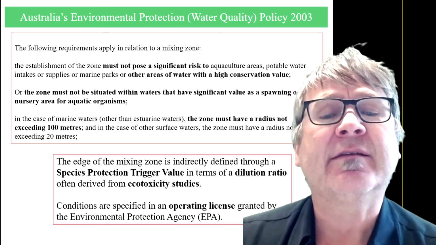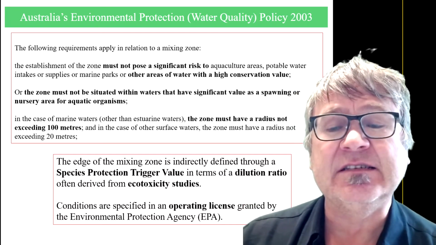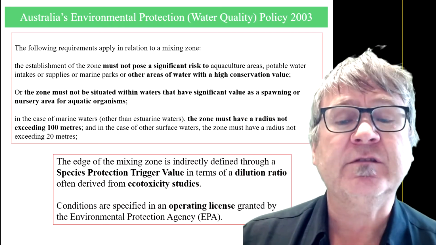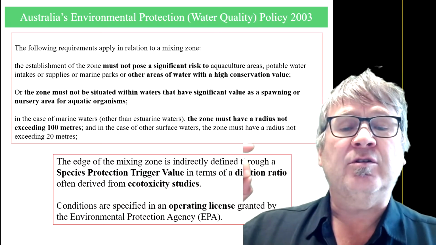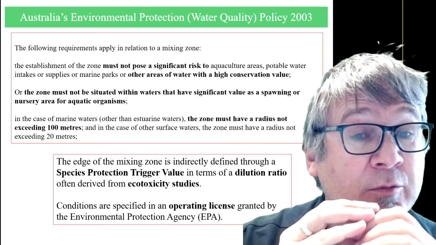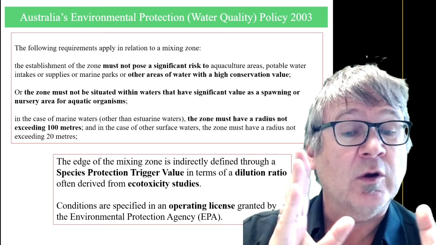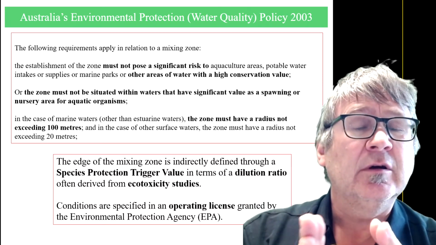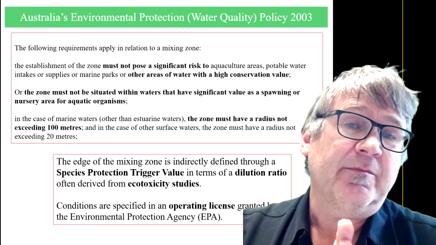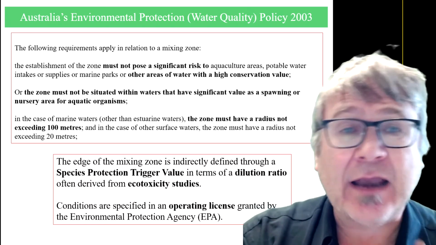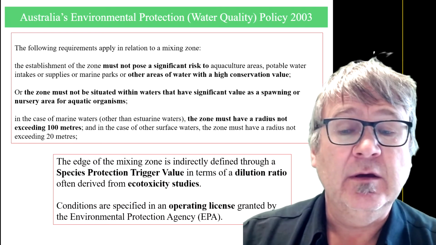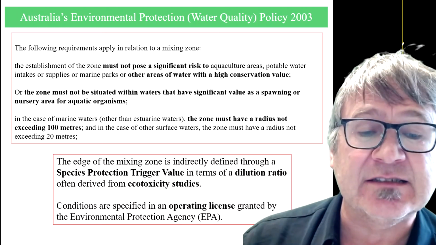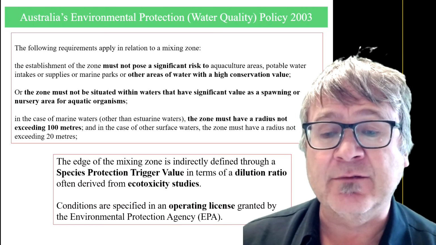So the edge of the mixing zone is indirectly defined through a species protection trigger value in terms of a dilution ratio, often derived from so-called ecotoxicity studies. A dilution ratio. What it means is your pollutant has to be diluted, say, 100 times within 100 meters from the discharge point. And the conditions are specified in an operating license granted by the EPA, the Environmental Protection Authority.